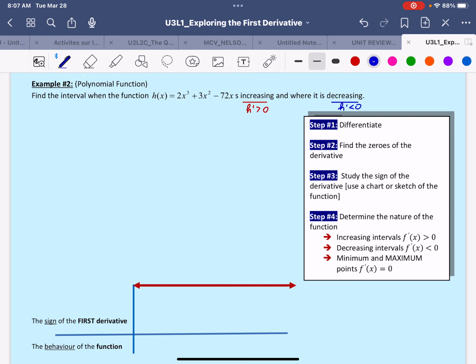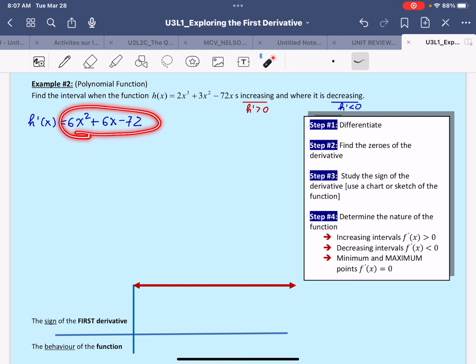So step number 1 would be to differentiate the function. So h prime x equals 6x squared plus 6x minus 72. Next, we need to find the zeros of the derivative because we are trying to find the intervals where the derivative will be either positive or negative. And the zeros of any expression will separate the negative values from its positive values.